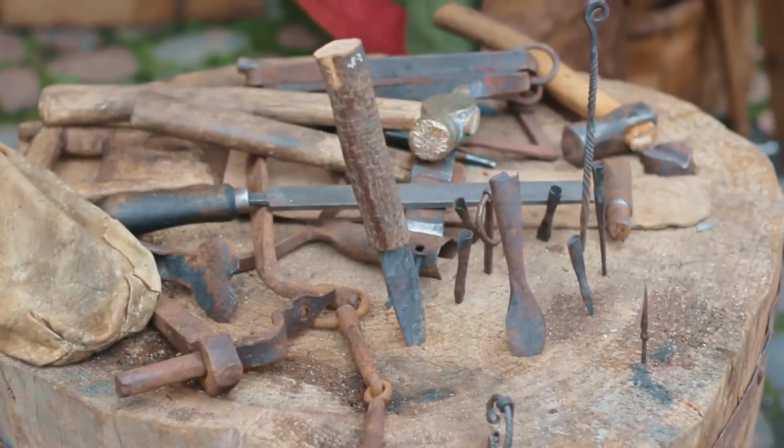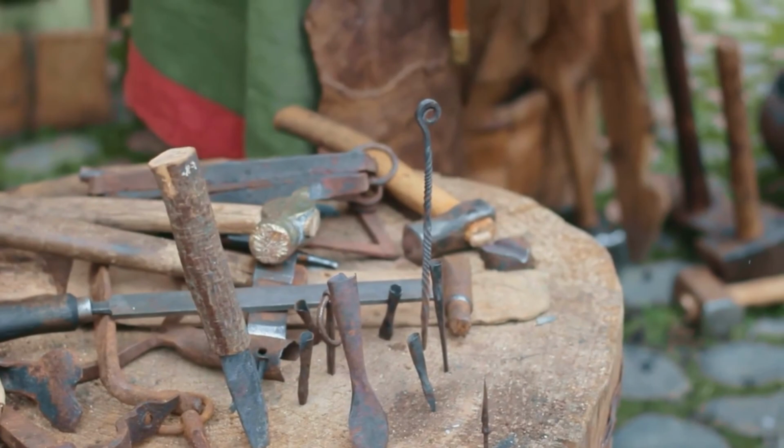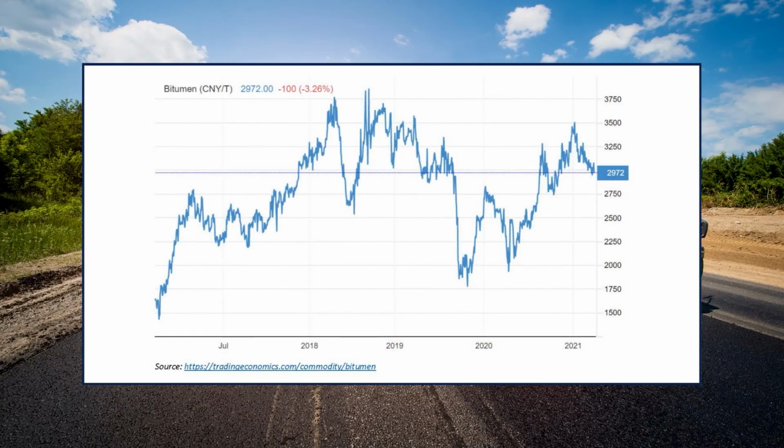It acts as a binding agent that has been used to glue together tools for thousands of years. This chart depicts the price movement of bitumen. It can be seen that bitumen price has moved in tandem with asphalt concrete throughout the past 5 years.